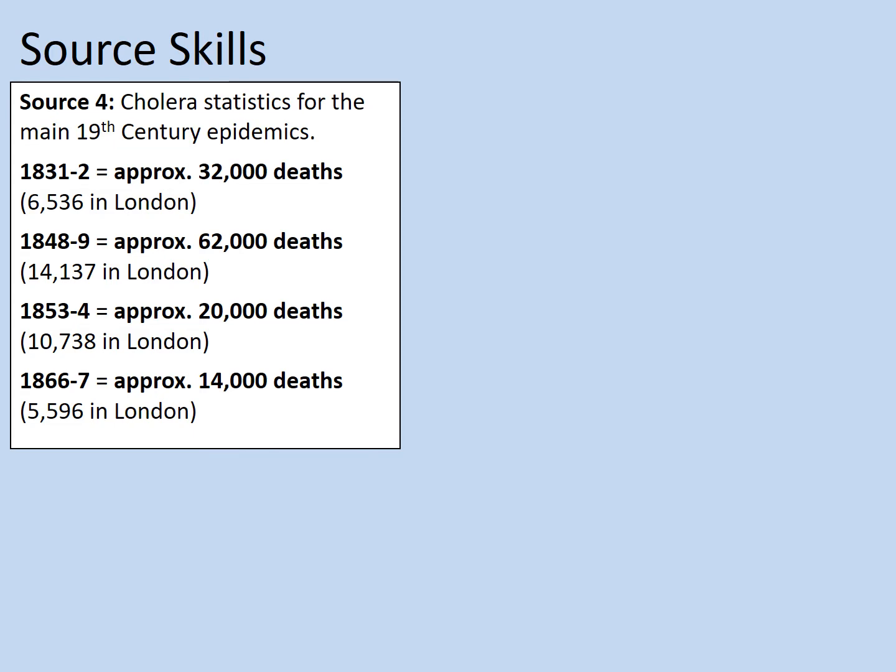1848-49, approximately 62,000 deaths, 14,137 of those occurring in London. 1853-4, approximately 20,000 deaths, over half of those were in London. Then 1866-7, approximately 14,000 deaths, 5,596 of those in London.